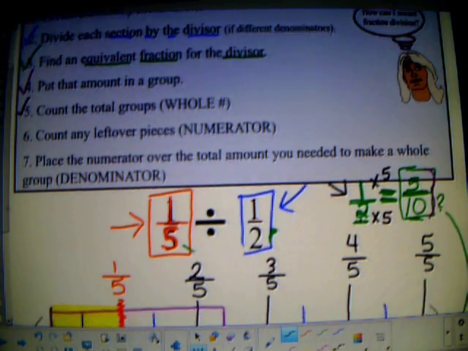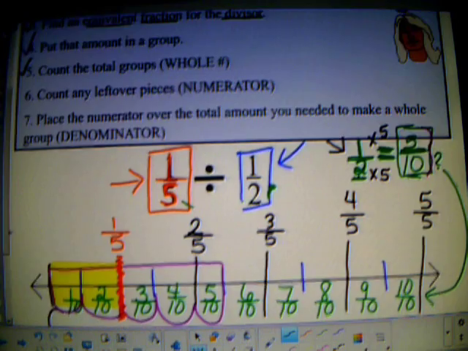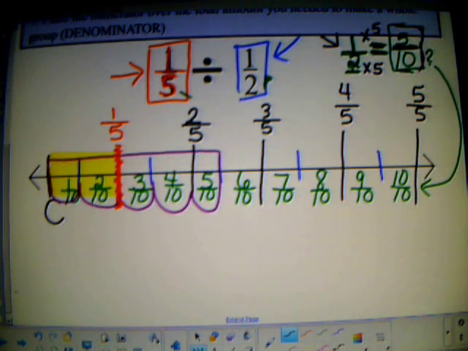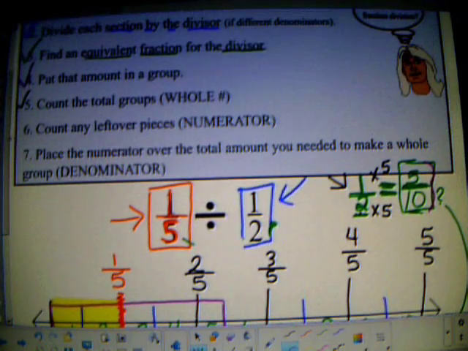Count any leftover pieces, any pieces that I have that could go toward my whole group. So I needed 1, 2, 3, 4, 5 pieces to make a whole group. But out of that, I only had 2 pieces of wood remaining, 2/10 remaining. So I had those 2 pieces, and that's all I have for my project. So I now have my numerator.